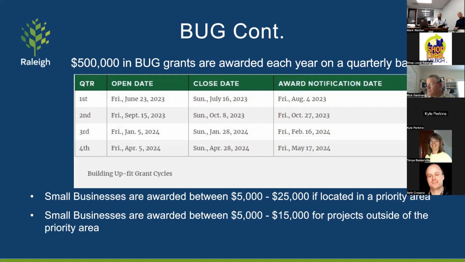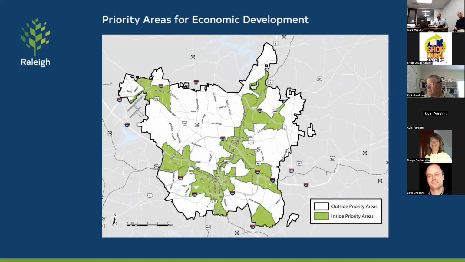So we believe that these are very beneficial. We've actually heard that they're very beneficial. So this is a great program. To base all of our priority and non-priority areas for businesses, this map was provided to us by our planning department a while back. The green shaded areas are the priority area, available for up to $25,000 in reimbursable funds. Any business located outside of that green area would, of course, be allotted up to $15,000.